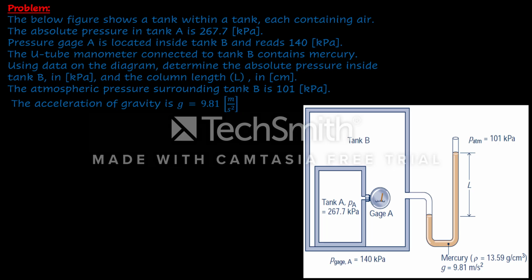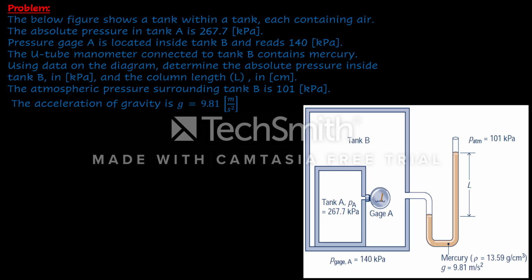Hi, this figure shows us a tank within a tank, each containing air. The absolute pressure in tank A is 267.7 kilopascal. Pressure gauge A is located inside tank B and reads 140 kilopascal. The U-tube manometer connected to tank B contains mercury.